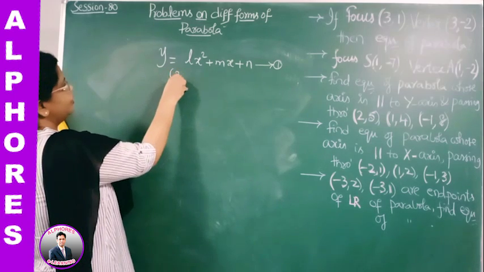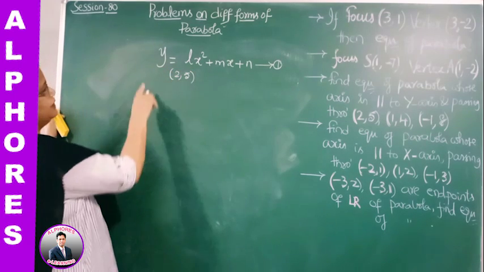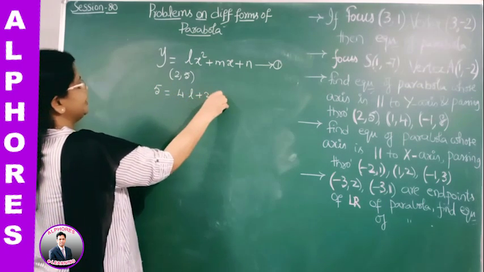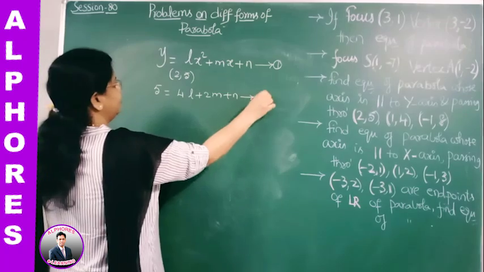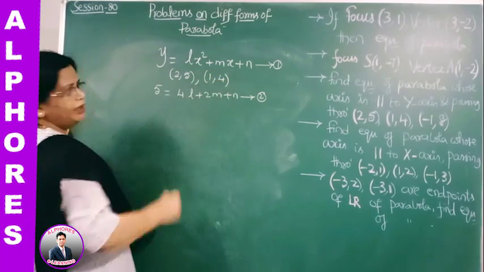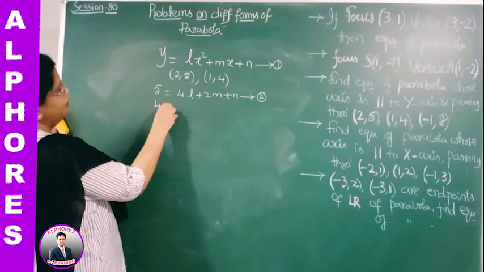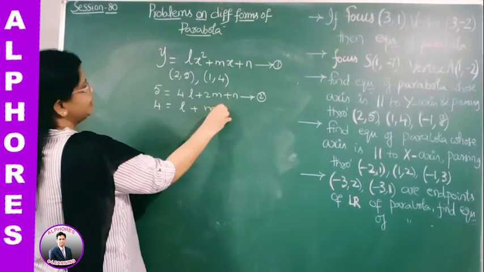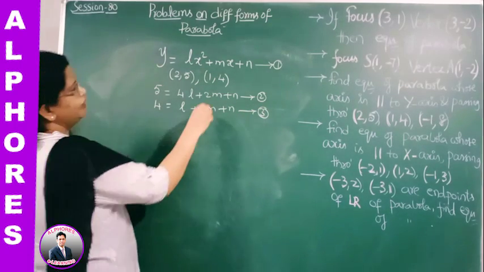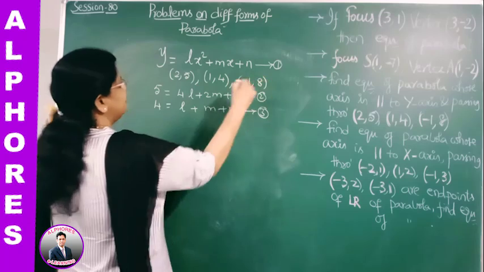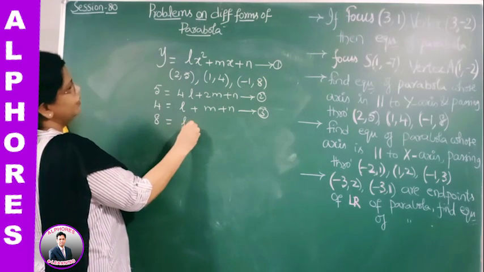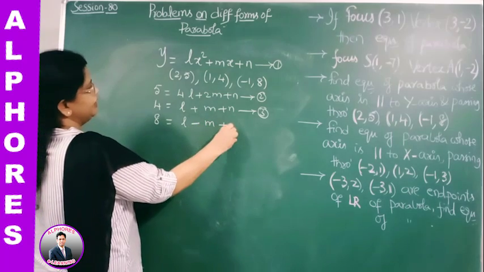First I am taking the point (2, 5), and this is our y, so 5 equal to 4L plus 2M plus n. This is equation 2. And next I am taking the other point, (1, 4). Then 4 is equal to L plus M plus n. This is our equation 3. And the next point is (-1, 8). If I take (-1, 8), then 8 equal to L minus M plus n.